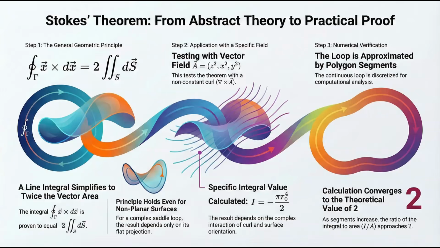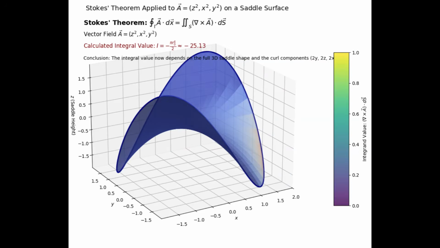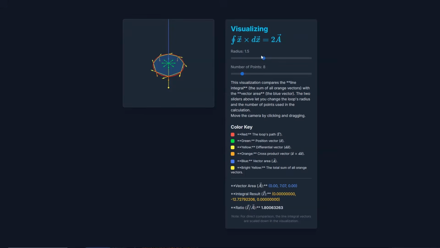This is the brief on geometric integrals and vector area. Vector calculus can be a real headache, but what we're looking at here is a great demonstration of Stokes' theorem that connects the abstract math to practical physics, making complex loop problems, well, a whole lot easier to solve.